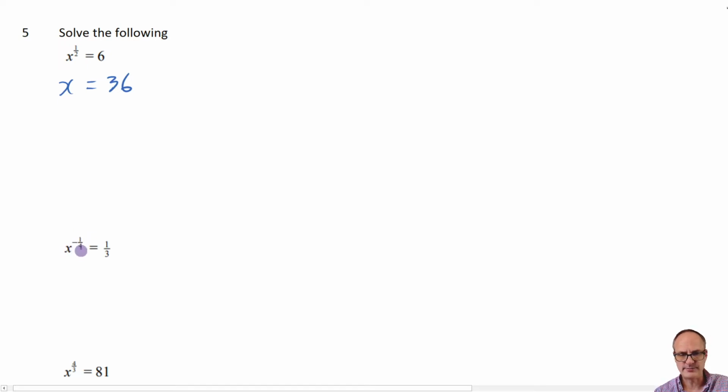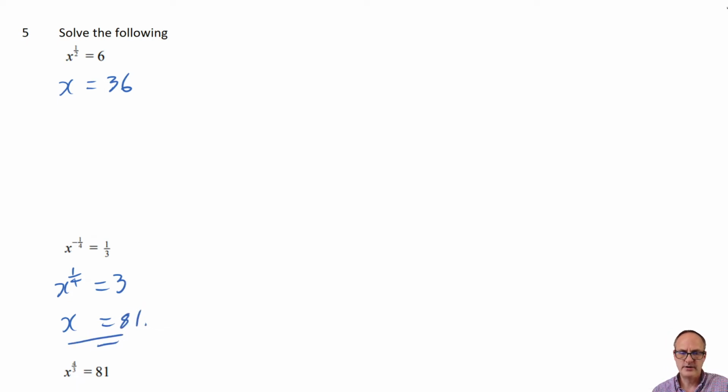And we've got a minus power, so let's undo the minus power first. So if we undo the minus power, that means we need to flip this fraction, which just gives us 3. And therefore we've got x, that's the 4th root of x, so if we raise that to the power of 4, that will just give us x. Raise this to the power of 4, 3, 9, 27, 81.